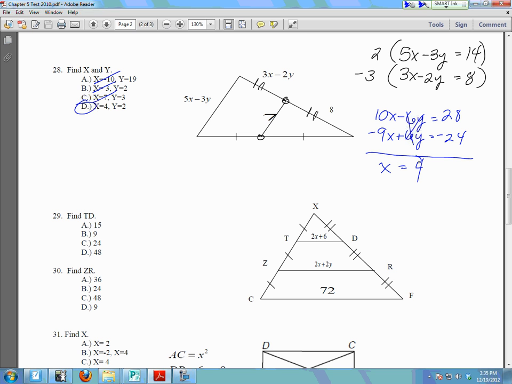But once I know what x is, I can take it back up into any one of the equations that I've made throughout the test or throughout the question, and plug it back in and solve for y.